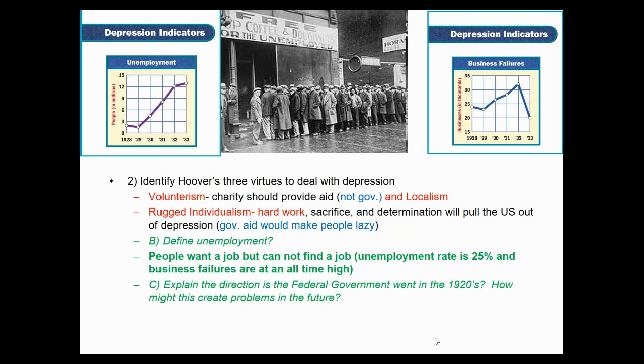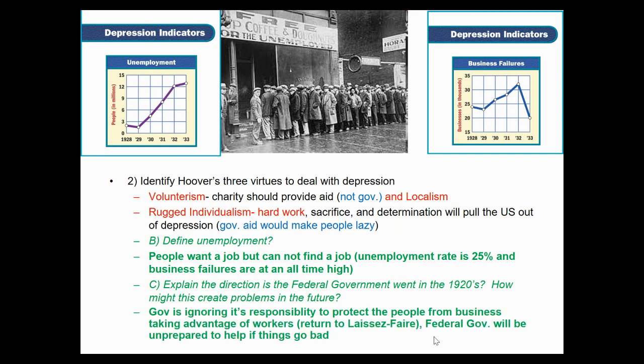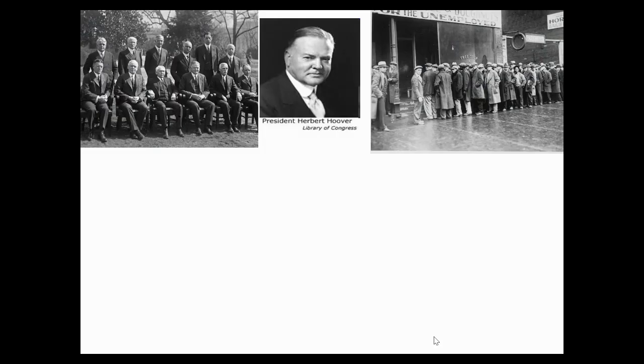What was it that happened in the 1920s with the federal government? What direction did the federal government go in the 1920s that helped to create this problem? And this is what's going to set Hoover back: the government in the 20s ignored the responsibility to protect people from business taking advantage of them. We had a return to laissez-faire. So rather than having a government that helped to regulate the economy, we had a government that allowed business to do anything it needed to do. And when this crash happened, the federal government was unprepared to help when things went bad.